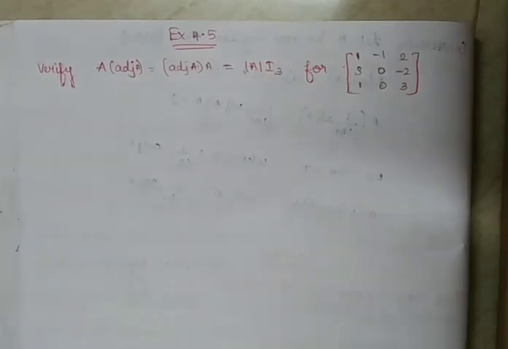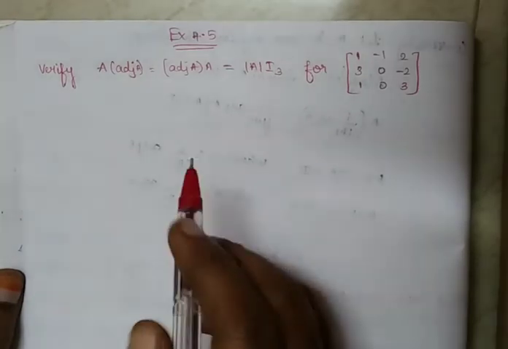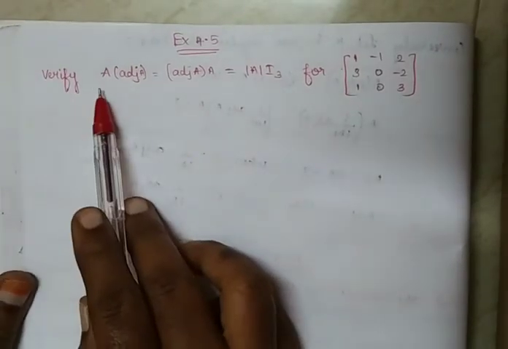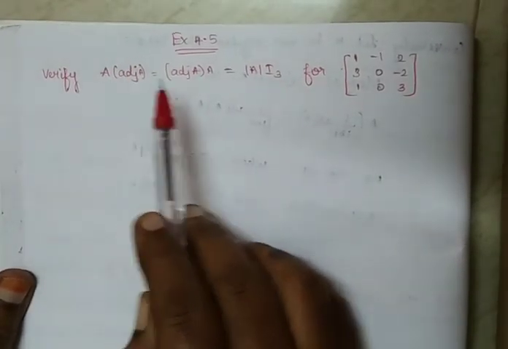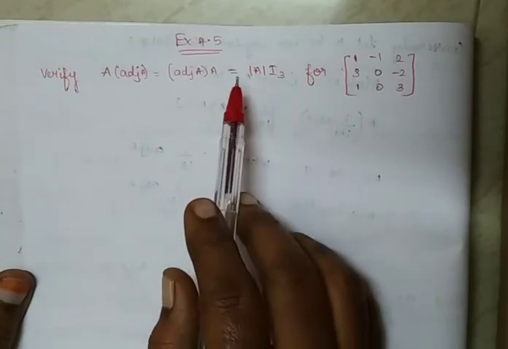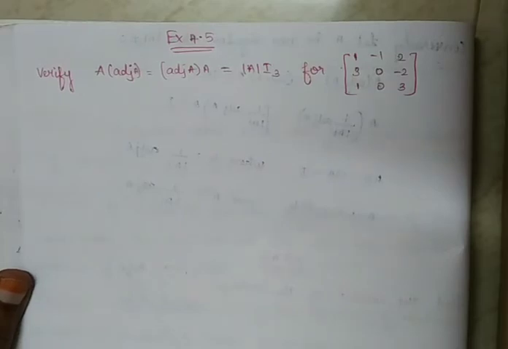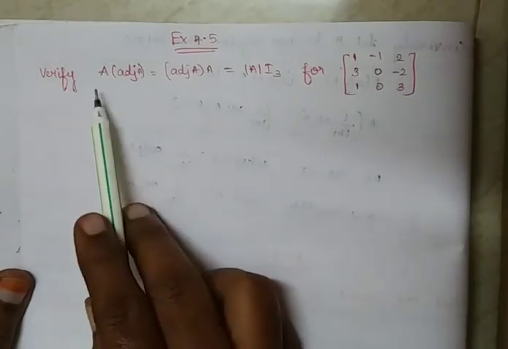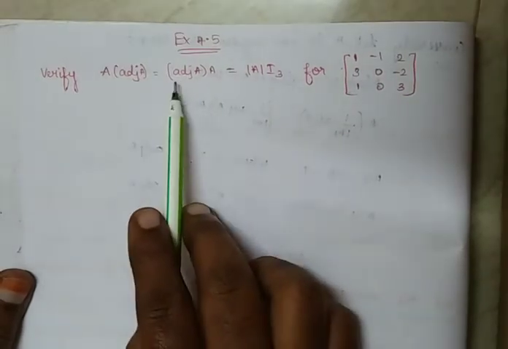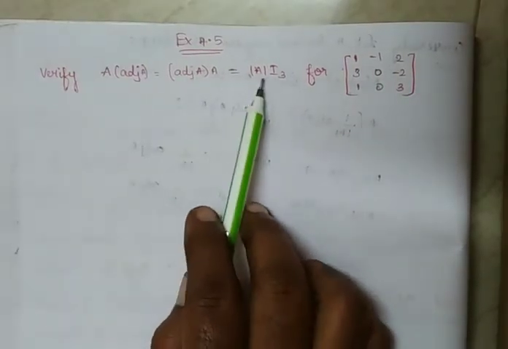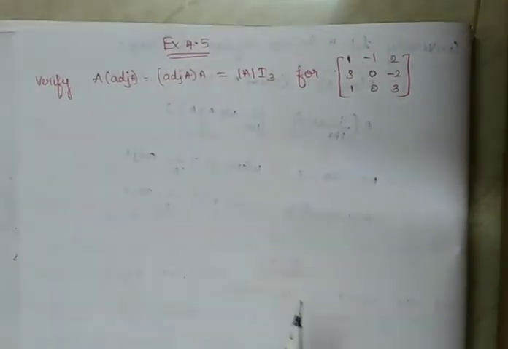Good morning. Today we are going to solve exercise 4.5. Verify A into adjoint A equal to adjoint A into A equal to determinant of A into I. For that, the matrix is given here. Now for this matrix, we have to verify that the left hand side is equal to the right hand side and that is equal to this one.